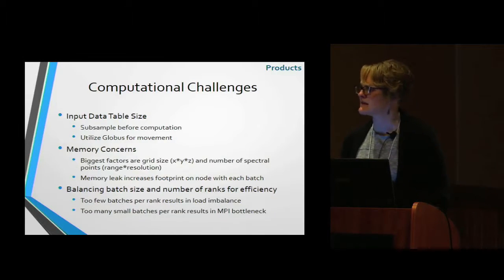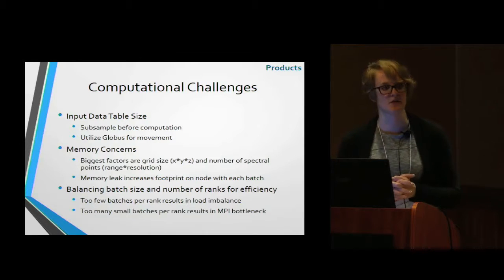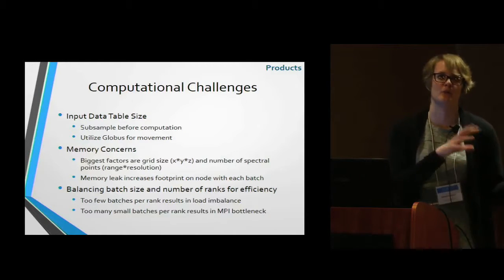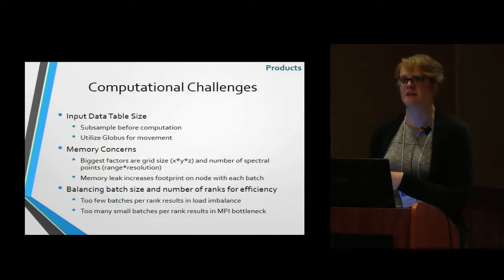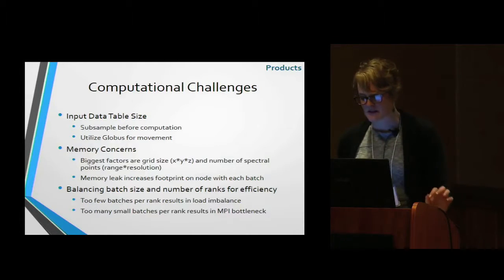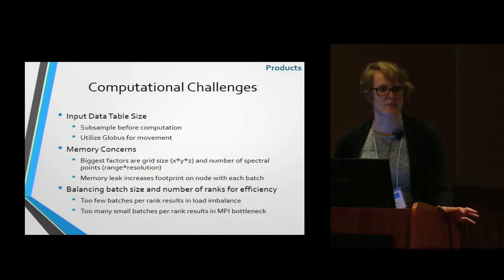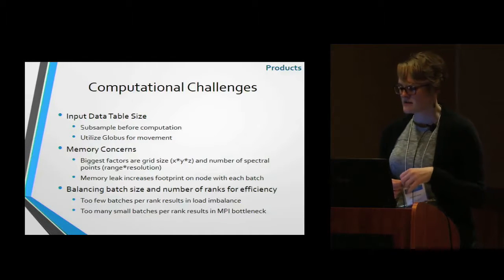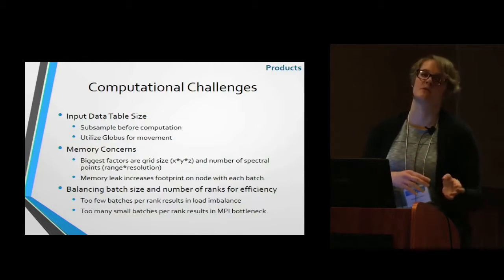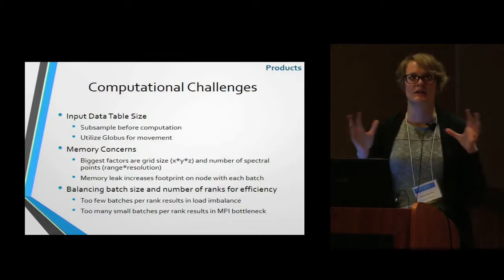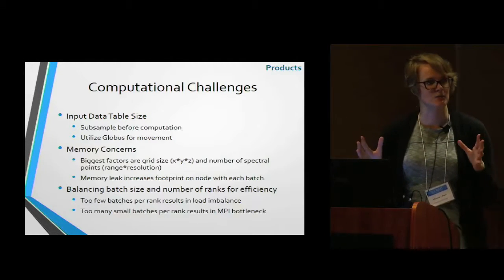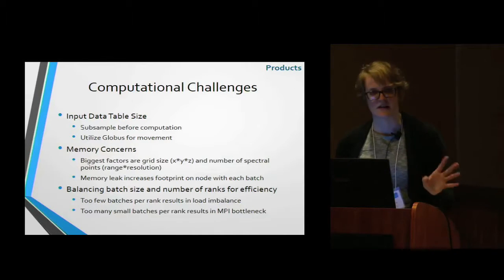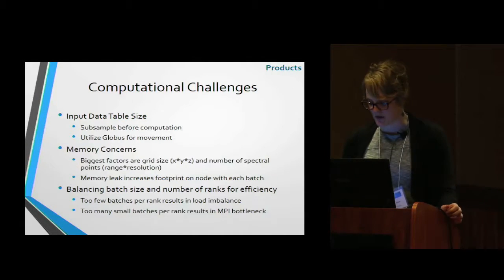And then finally, balancing the batch size and the number of ranks that you use for efficiency. If I have too few batches per rank, it results in a load imbalance because some of them are doing way more work while others have finished an hour ago. Too many small batches per rank results in an MPI bottleneck because they're all trying to go back to the master to get another batch to work on at the same time. So I'd like to define, before releasing these models publicly, some good ranges for people to stay in as a rule of thumb, but it'll be important for any user to test it out on a small scale before doing a big job.